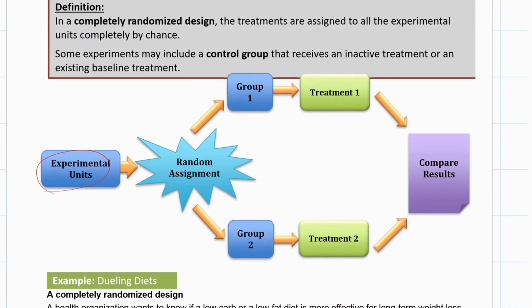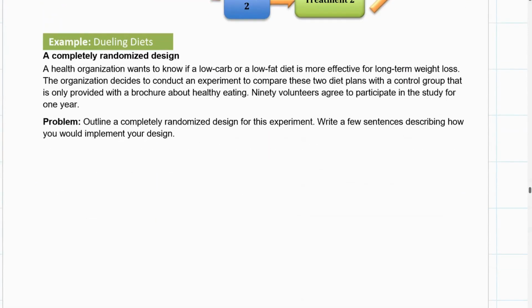The control group is often getting an inactive treatment or a traditional treatment, where the other group is typically getting a new treatment. Think about the new treatment as being the online course and the control being the traditional training. Let's do an example. A health organization wants to know if a low carb or a low fat diet is more effective for long-term weight loss.